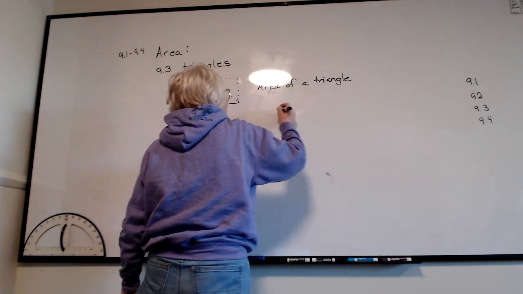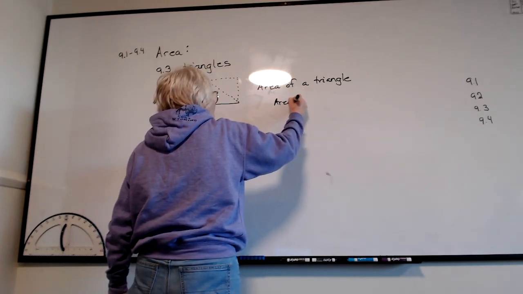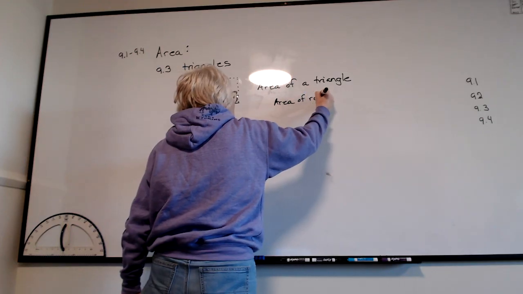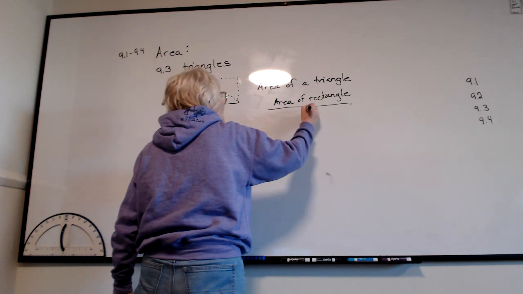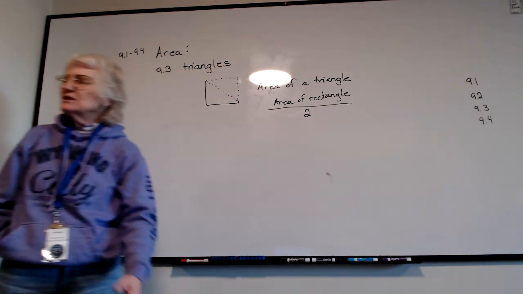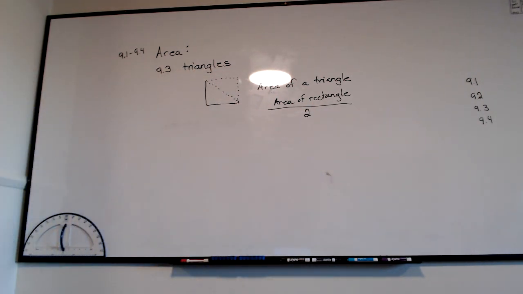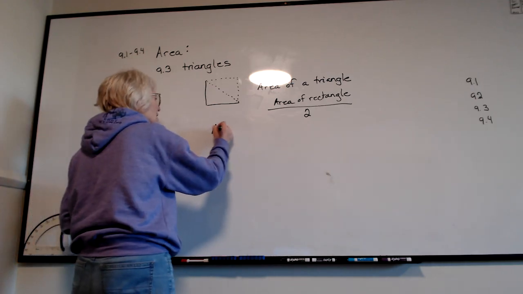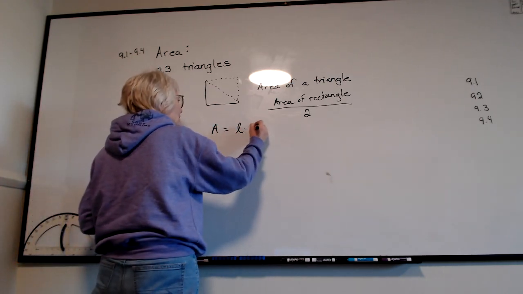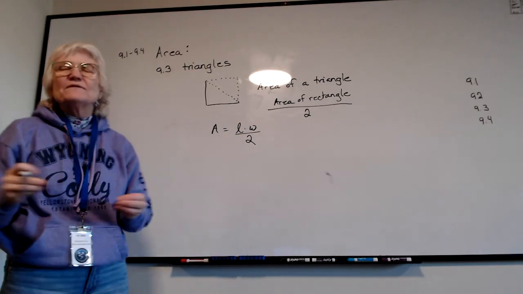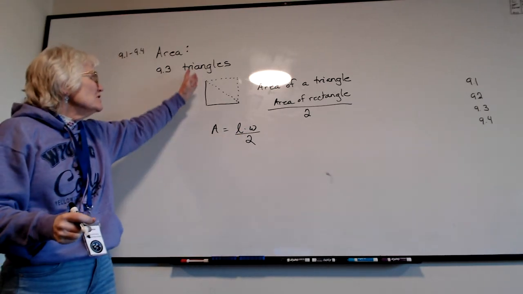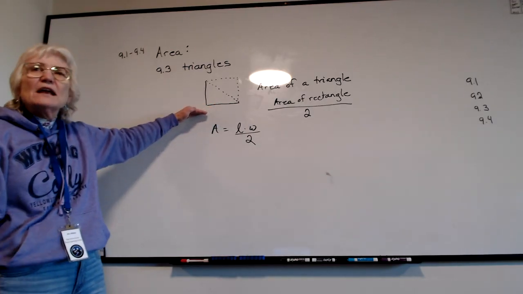Hence, why the area of a triangle is the area of a rectangle divided by 2. Because it's just half of that rectangle, that's the size of the triangle. So we know the area definition, because what if it's not a perfect right triangle?